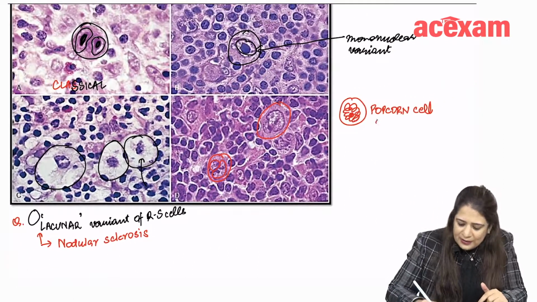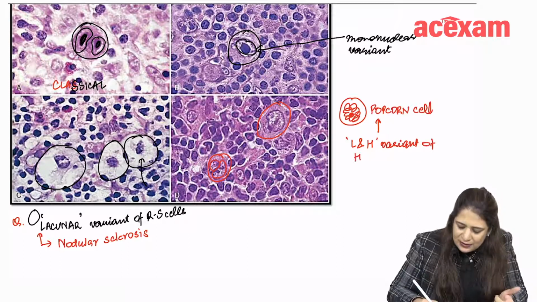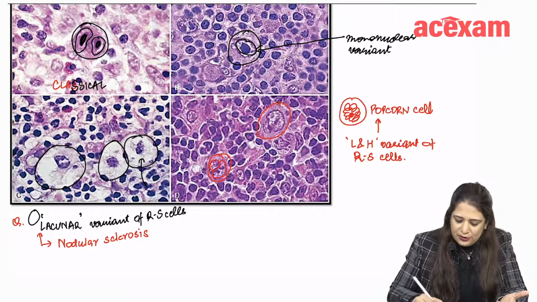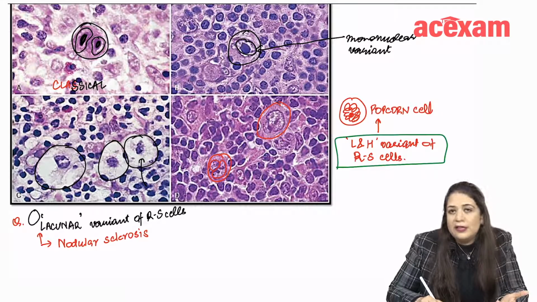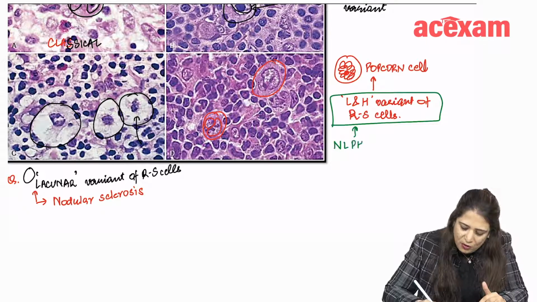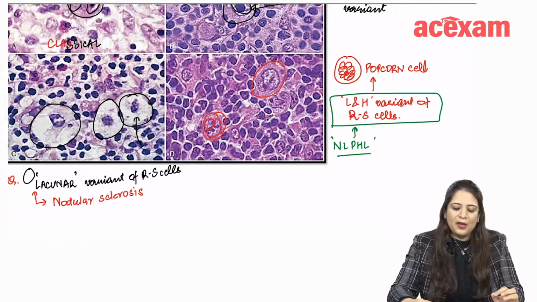So these popcorn cells are also known as the LH variant of Hodgkin cells or the Reed-Sternberg cells. What histological type of Hodgkin's is it encountered in? This LH variant of the Reed-Sternberg cell is seen in the nodular lymphocyte predominant Hodgkin's lymphoma. We abbreviate it and call it NLPHL, which is the non-classical type of Hodgkin's lymphoma.